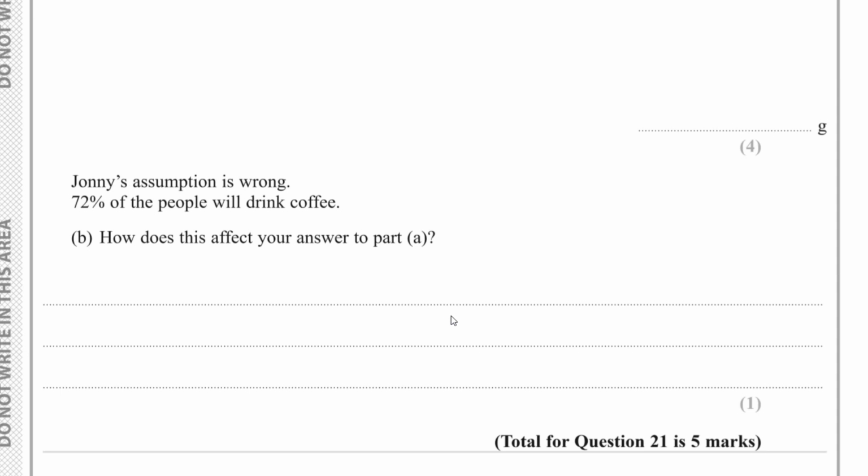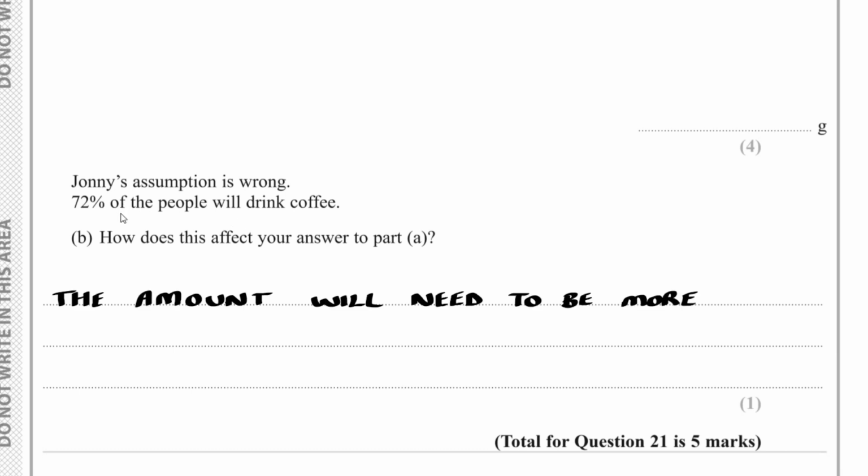Part B. Johnny's assumption is wrong. 72% of the people will drink coffee. How does this affect the answer to part A? Well, more people then will drink coffee, so we need more coffee.